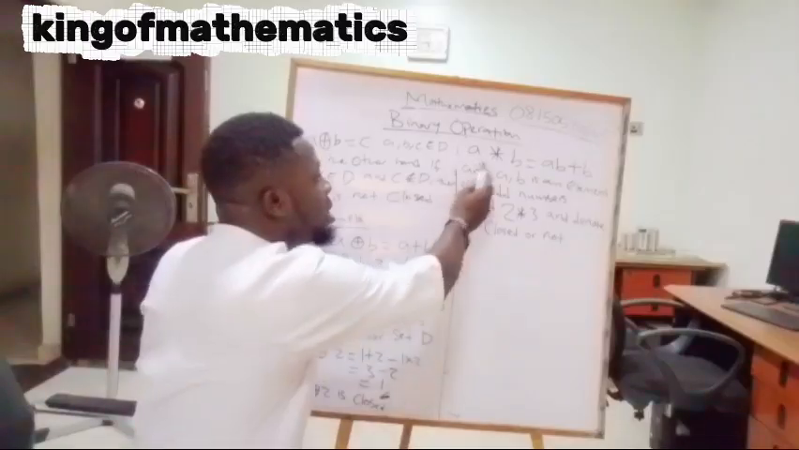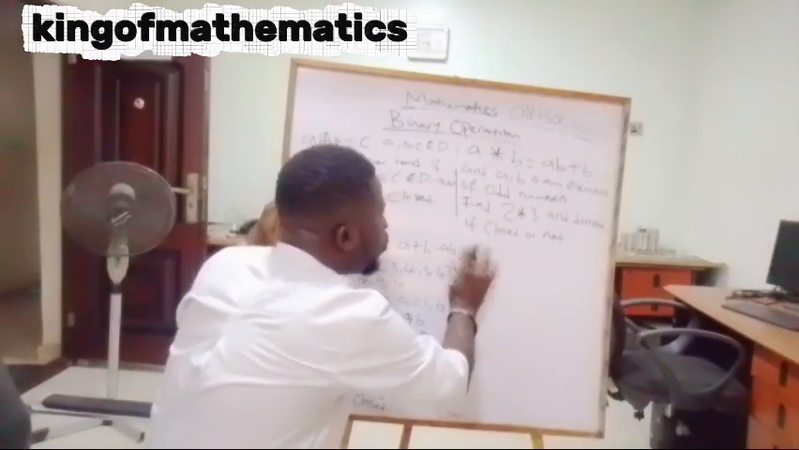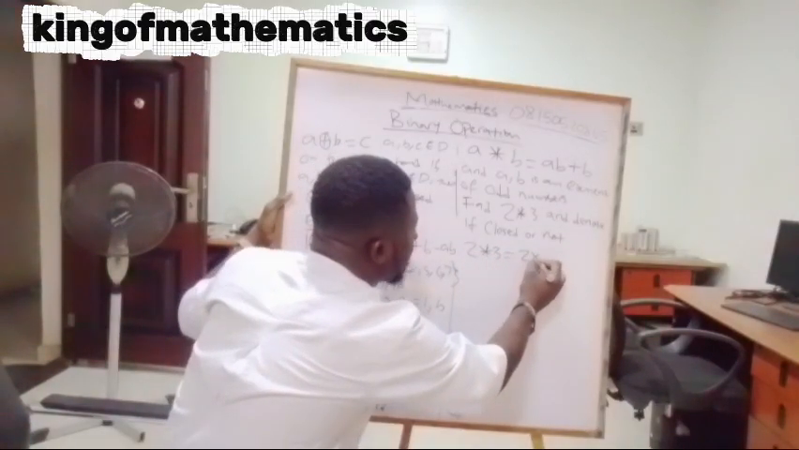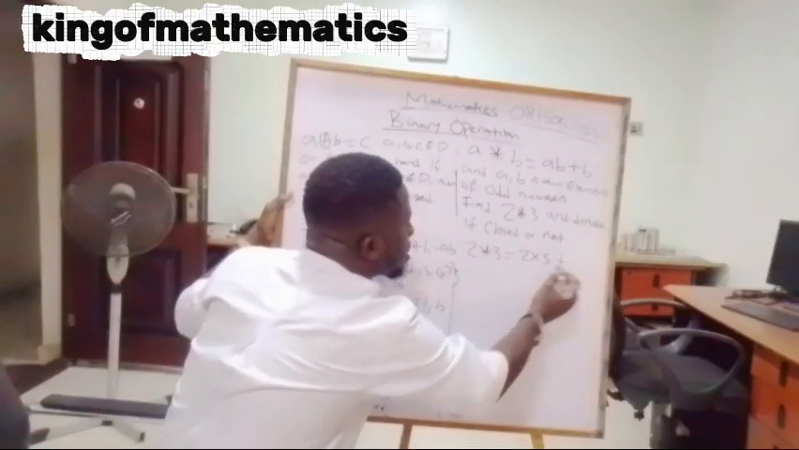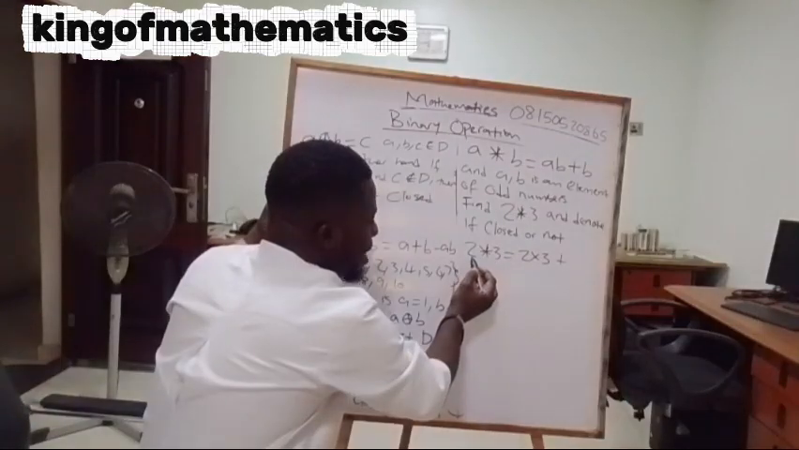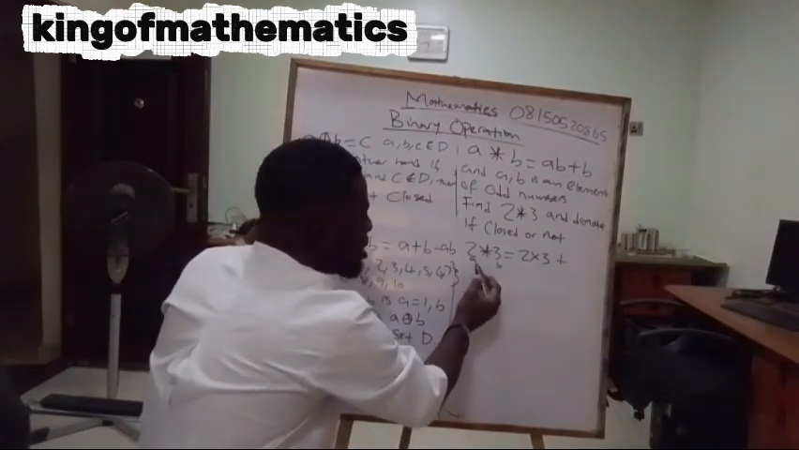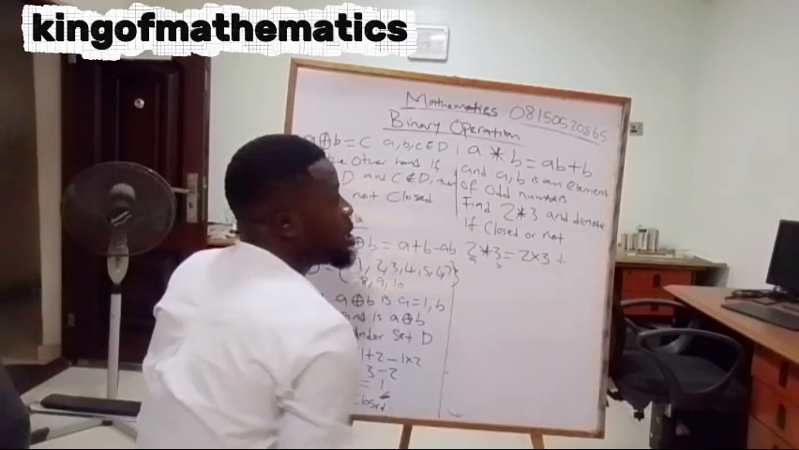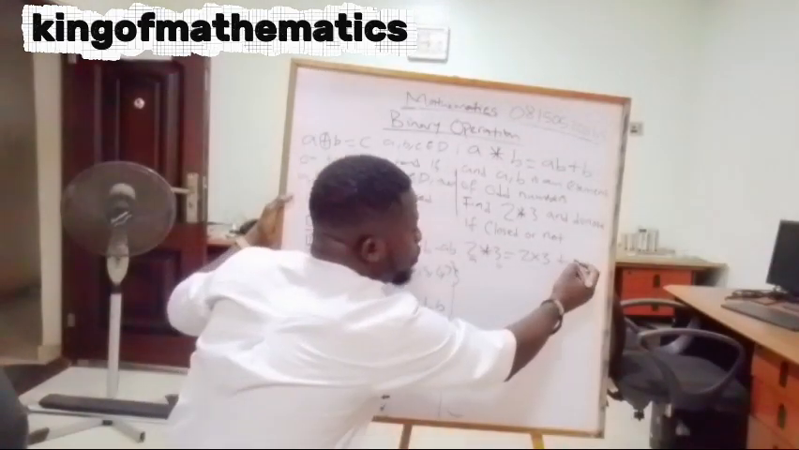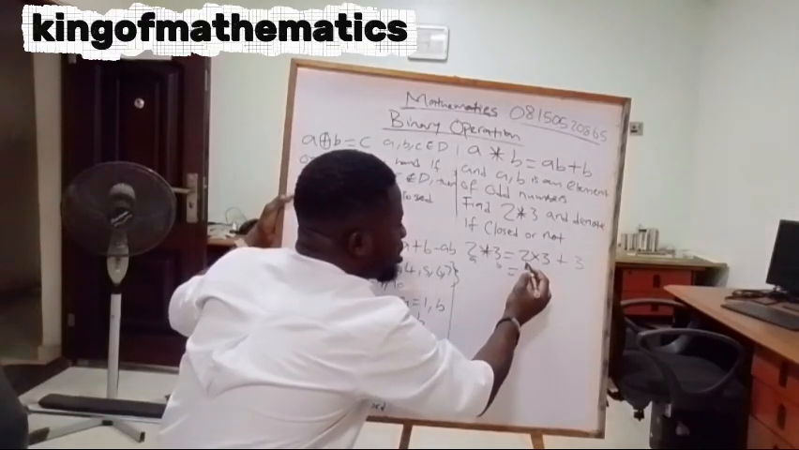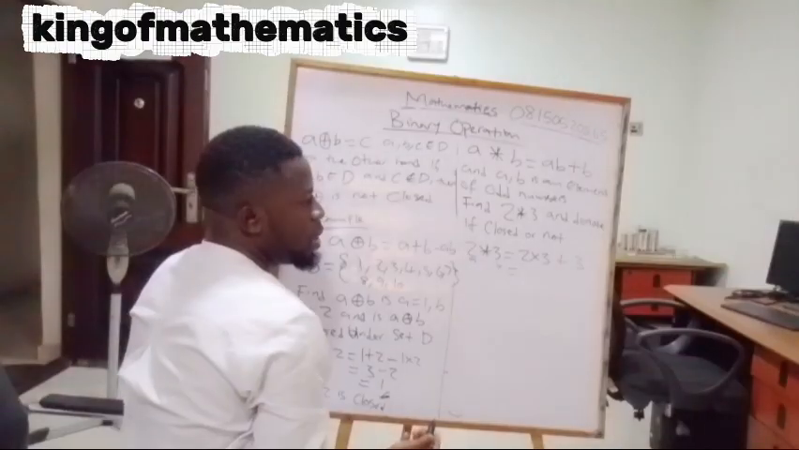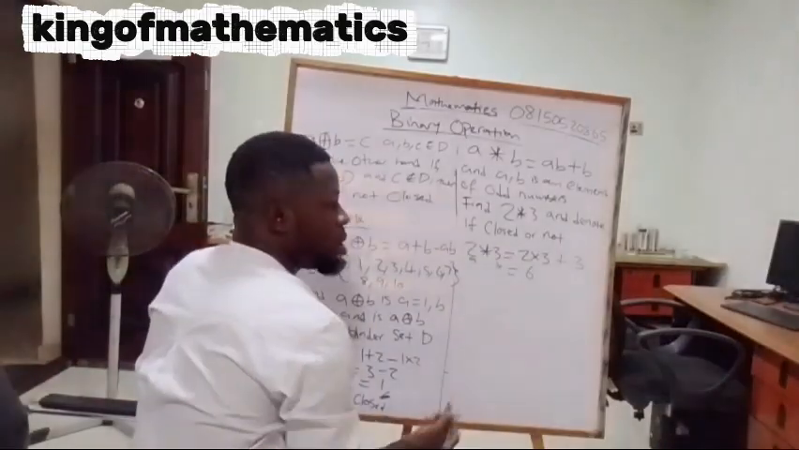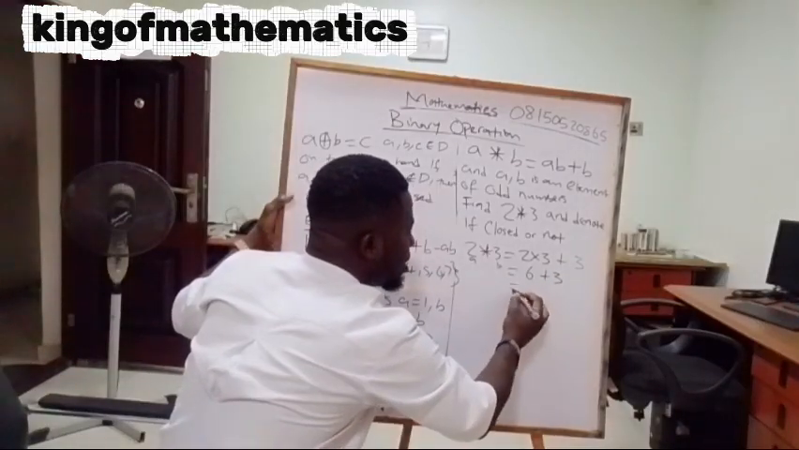So let's write it. This is the operation they say we should do. That means 2 operation 3 will now give us 2 times 3 plus B. This is our A, this is B. So I'm following the law: 2 times 3. Then what's B? B is 3. So that will give you plus 3. So what is 2 times 3? 2 times 3 will give us 6. Then plus 3, and this is giving us what?